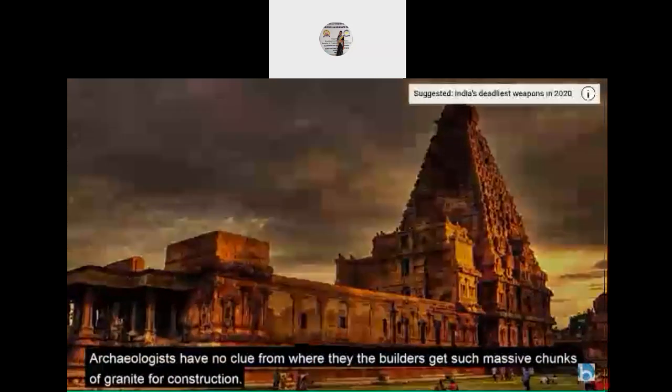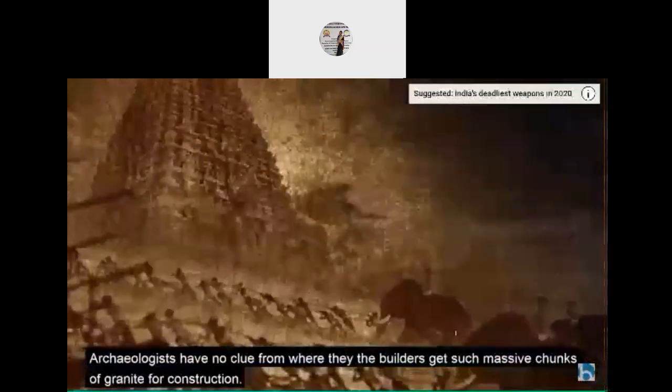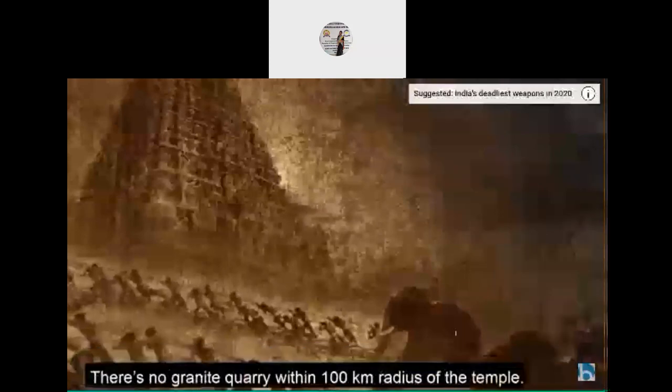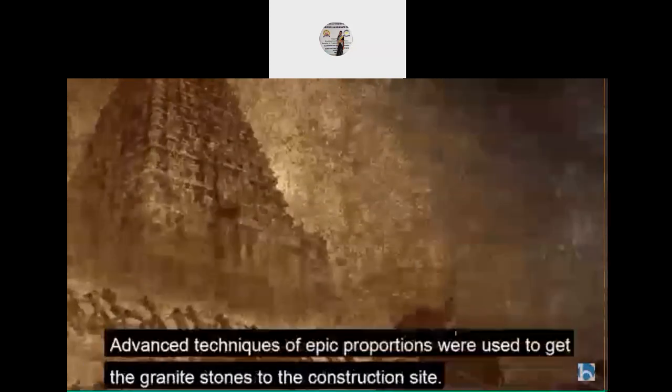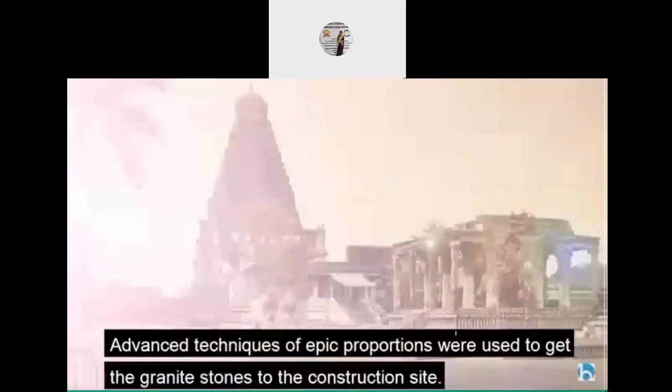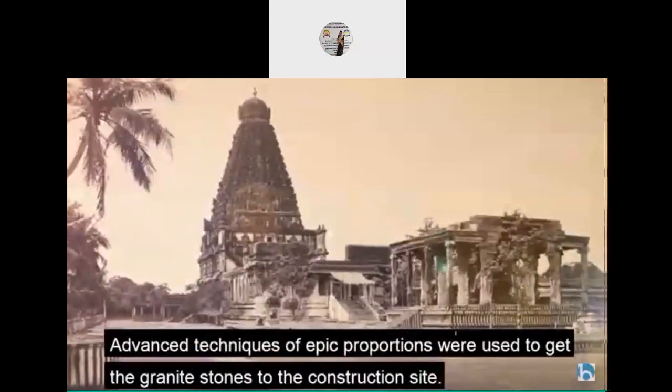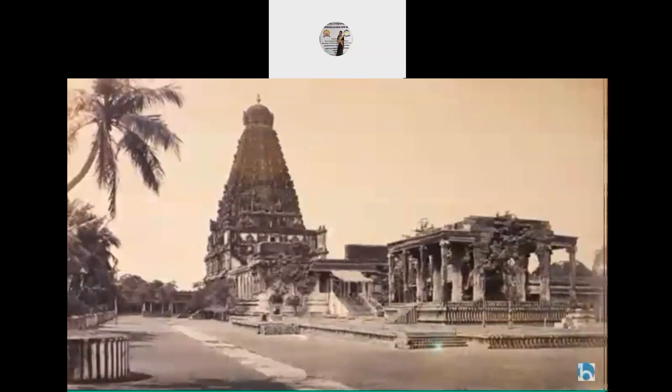Archaeologists have no clue from where the builders got such massive chunks of granite for construction. There's no granite quarry within a 100-kilometer radius of the temple. Advanced techniques of epic proportions were used to get the granite stones to the construction site.